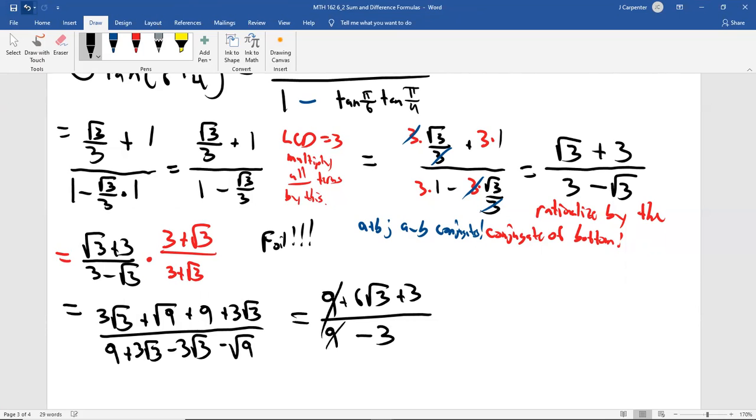And someone's going to go, oh, cancel these 9s, cancel these 3s, and nope, that was wrong. Don't do it that way. 9 plus 3 is 12, so there's a 12 on the top.